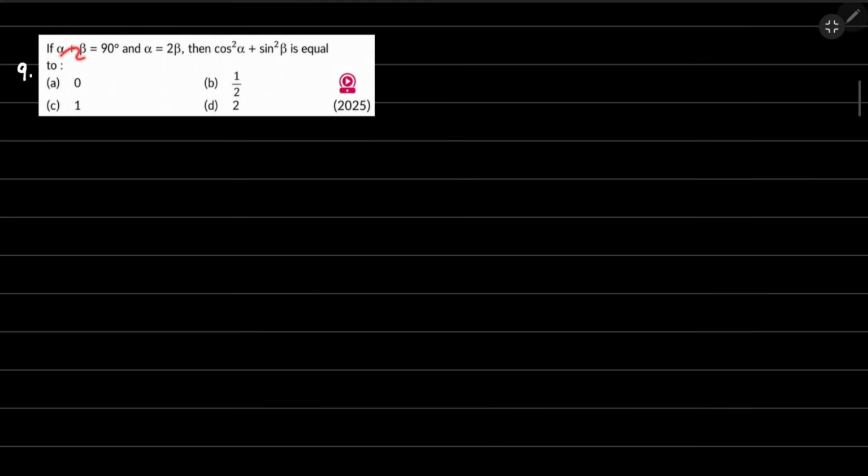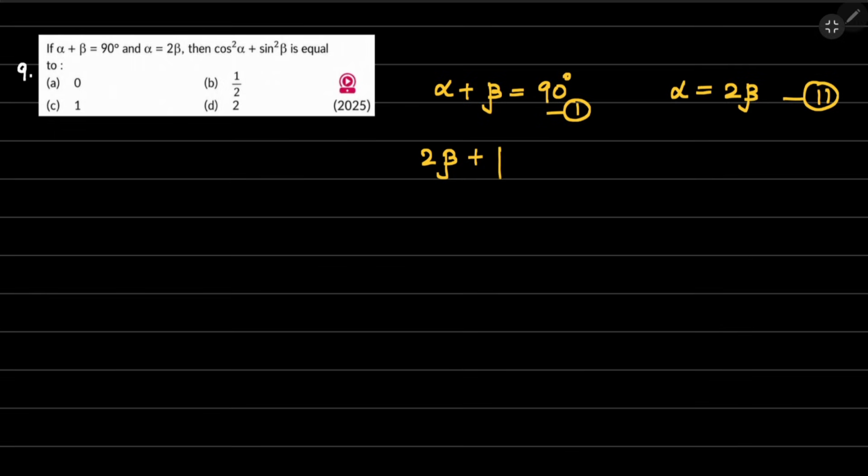Here the question is, if alpha plus beta is 90 degree and you are given alpha is equal to 2 beta, then cos square alpha plus sine square beta is equal to. So first of all, we have to find the value of alpha and beta. You are given alpha plus beta is equal to 90 degree. You are also given alpha is equal to 2 beta, right? Equation 1 and 2. Let's put 2 in 1. In place of alpha, I'm going to put 2 beta. 2 beta plus beta is equal to 90 degree. So 3 beta is equal to 90 and beta is equal to 90 divided by 3, which is 30 degree.